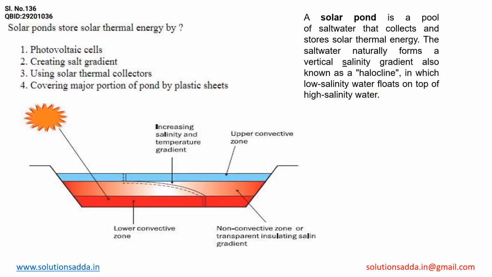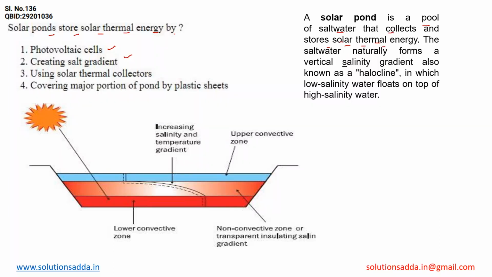Hello everyone, this is question number 36. Let's read the question. Solar ponds store solar thermal energy by, and options 1, 2, 3 and 4 are given. So we need to understand what a solar pond is in order to answer this question. A solar pond is a pool of salt water that collects and stores solar thermal energy. So we understood that a solar pond is used for energy storage purposes, to collect and store solar thermal energy.